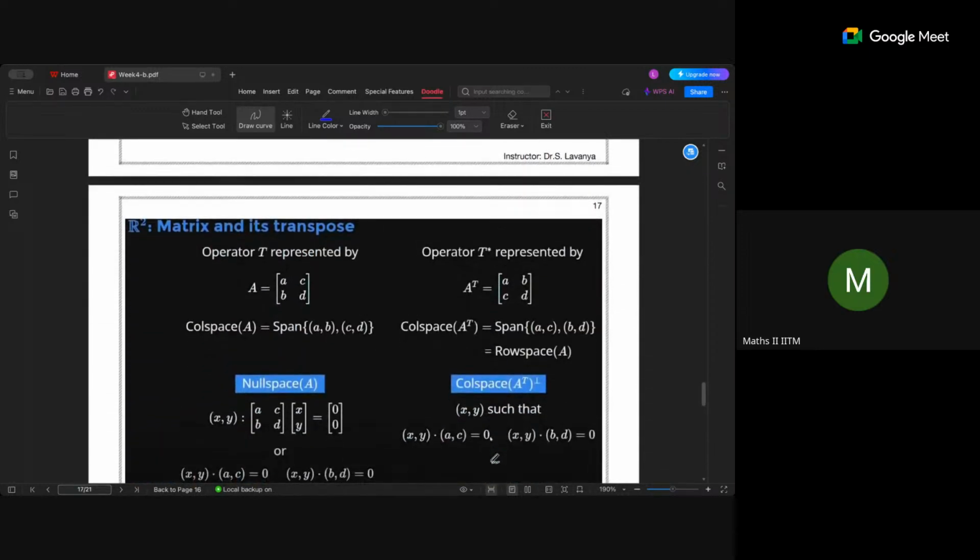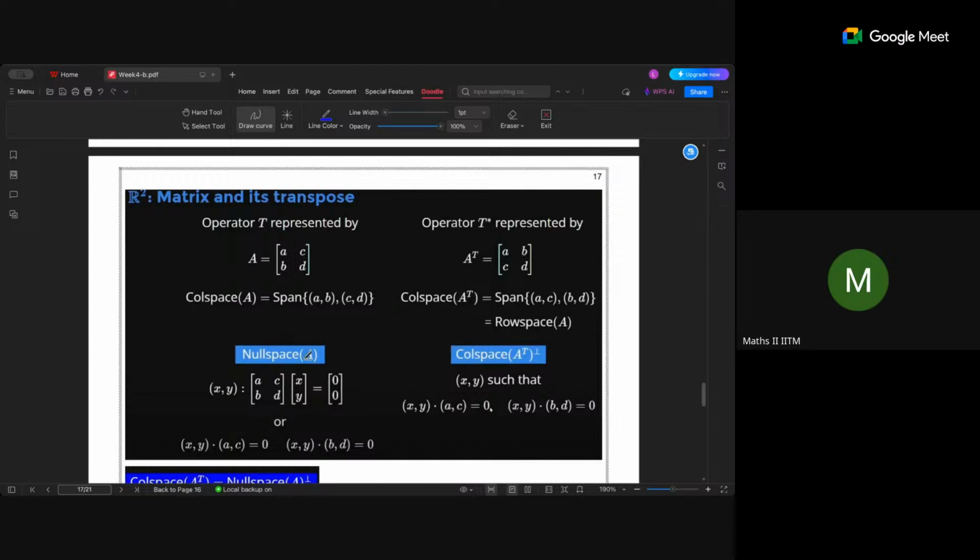Okay. So the next topic is we are going to see 4 important subspaces of R2. Okay, so what are they? Let us see. So first let us consider a matrix A equal to A, B, C, D. Now what is A transpose? A transpose is simply A, C, B, D. Since it is R2, here there is nothing to do. Complex conjugate has nothing here. So transpose simply gives you T star, right?